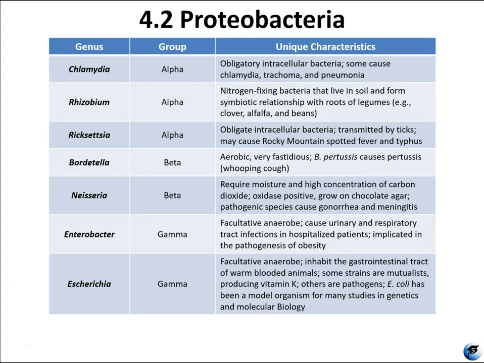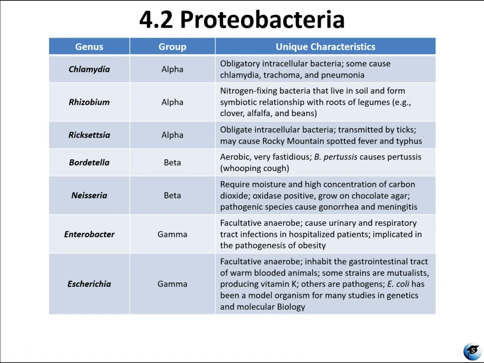Here we'll go through some notable examples of proteobacteria. First we have Chlamydia. This is an obligate intracellular bacteria. Some, but not all, cause chlamydia, trachoma, and pneumonia. Rhizobium, this is a nitrogen-fixing bacteria, so it's actually a beneficial genus. Rhizobium is a genus of nitrogen-fixing bacteria that live in the soil, so these are actually beneficial proteobacteria.